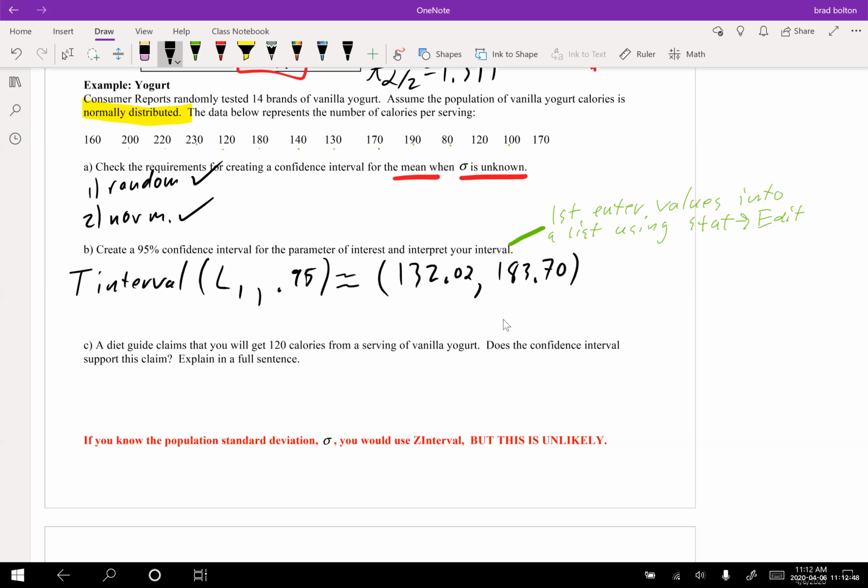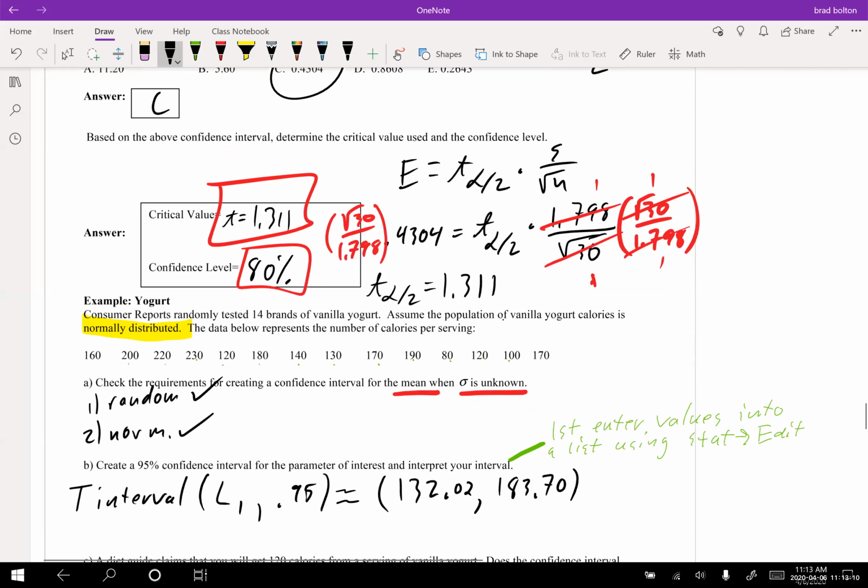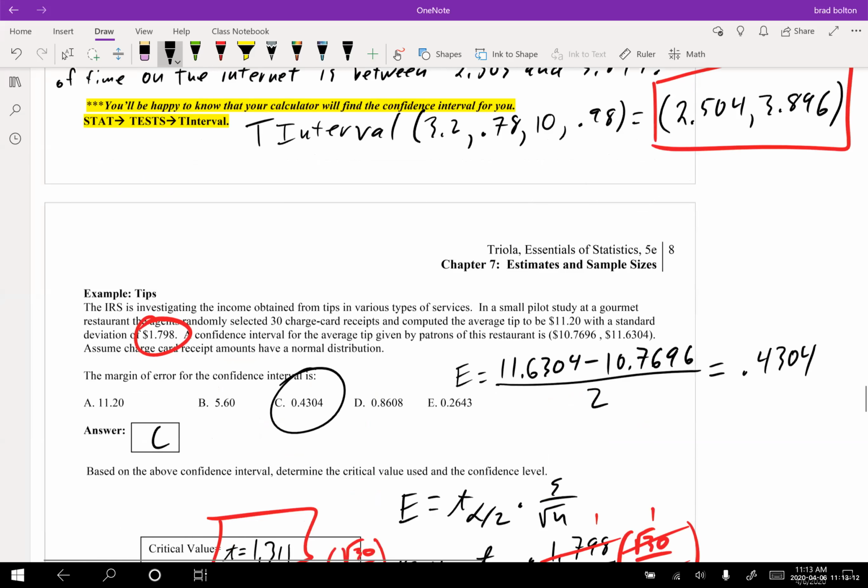Now, if I wanted, I could have gone to stat, calc, single variable stats, and I could have found my standard deviation, which is 44.75. I could have found my x bar, which is 157.86. So I could have used these values to plug in, but since they gave me the list, I just used my list, okay? So notice up here, it's slightly different than how I entered it in the calculator here with t interval.